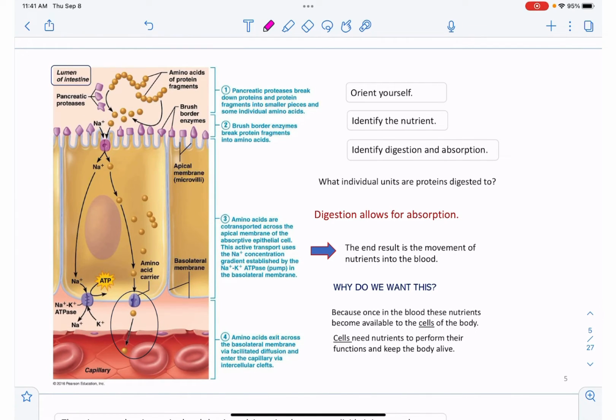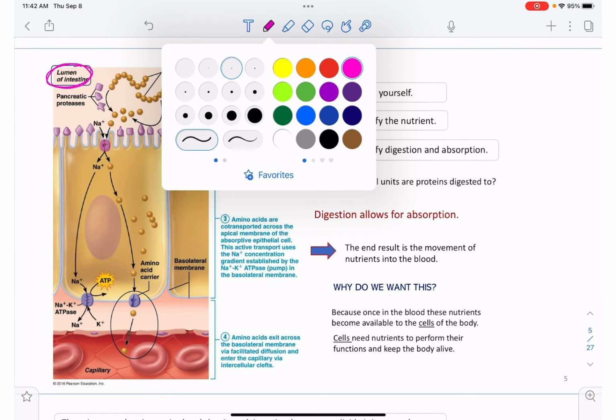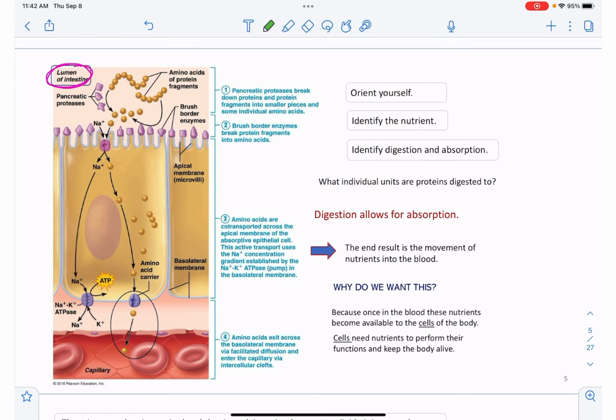And this figure really sums up everything that we've talked about so far. So let's orient ourselves first of all. We find ourselves in the lumen of the small intestine. The lumen is just the hollow space within a tube. It's the empty space that the food is going to pass through. So we're in the lumen of the small intestine. And what nutrient do we have traveling down the small intestine? We have a protein traveling down there.